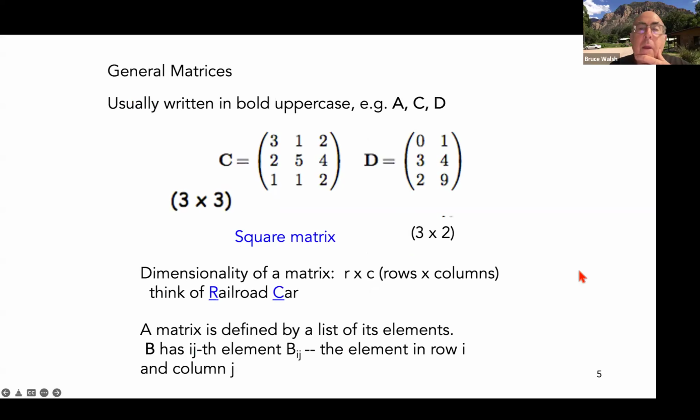Now, a general matrix is simply a rectangular array. It could be square. For example, C is a square matrix. It's got the same number of rows and columns. In this case, it's a 3 by 3, but they don't have to be square. For example, D is a non-square matrix, and it has 1, 2, 3 rows and 2 columns, so it's a 3 by 2. So again, we often, but not always, write down the dimensions. So I might, for example, put C 3 by 3.